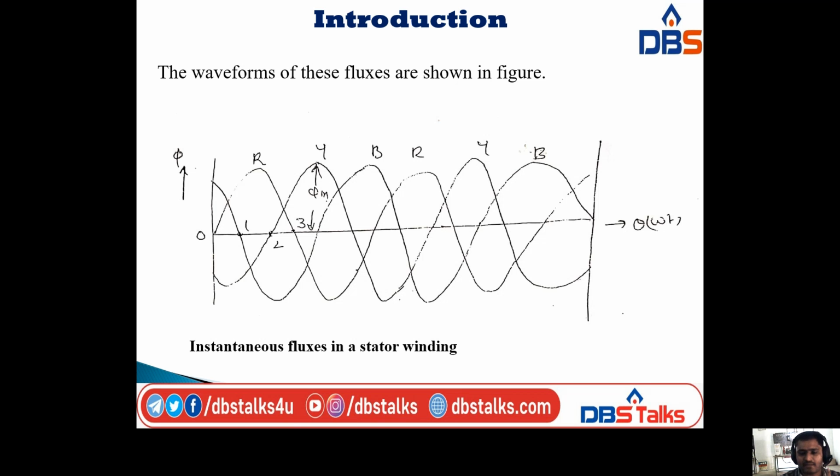I already said that I am assuming the fluxes are sinusoidal in nature, so each phase has a sinusoidal waveform. Here we are taking three phases, R, Y and B. The graph is drawn between flux and time, and we have three sinusoidal waveforms: first phase, second phase and third phase. This is the maximum flux condition, this is phi m. Like that, we take the instantaneous fluxes in the stator winding.